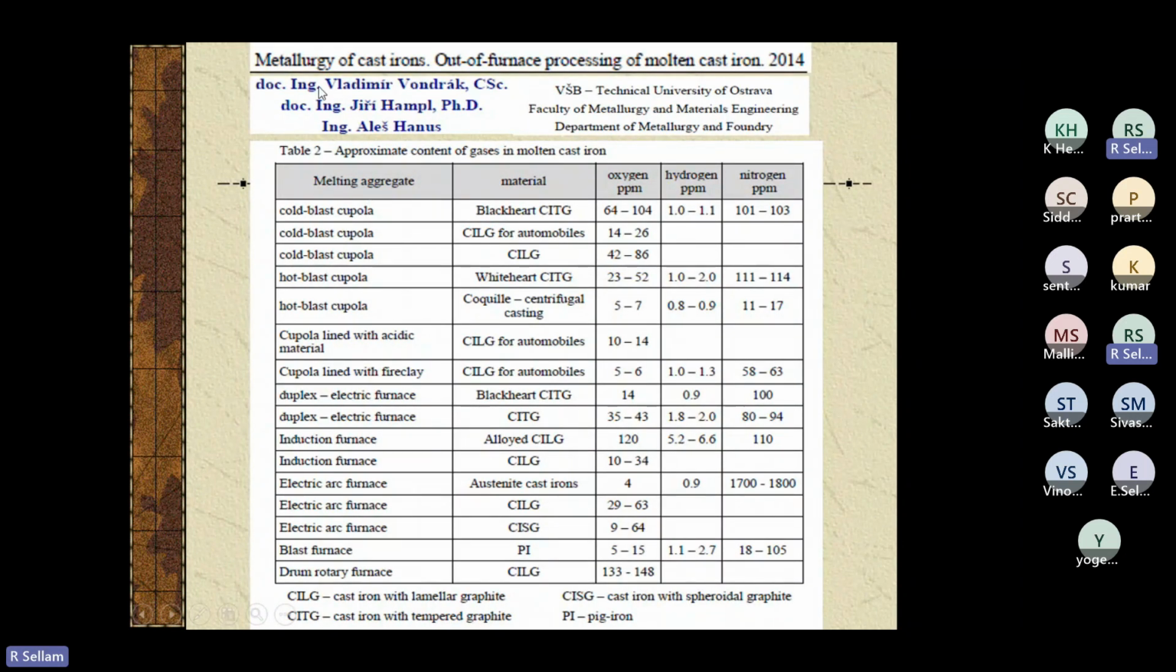These are the metallurgy of cast iron out of various furnaces. The tables are available: cupola, cupola line, steel, electric furnace. Then oxygen ppm and hydrogen ppm are listed over here. You can compare the levels.